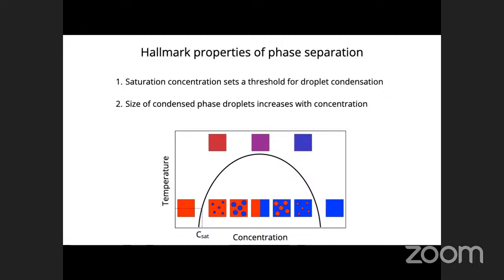Above that saturation threshold, you get droplets. So it's a threshold. And then the second thing is that above the saturation concentration, the size of the condensed droplets should increase with concentration. So we increase the concentration of blue, they get bigger. Here, experimentally, I can only explore a very narrow range, so we won't actually get to the other side. Okay, everyone comfortable with the phase diagram? Oh yes, Ruby.